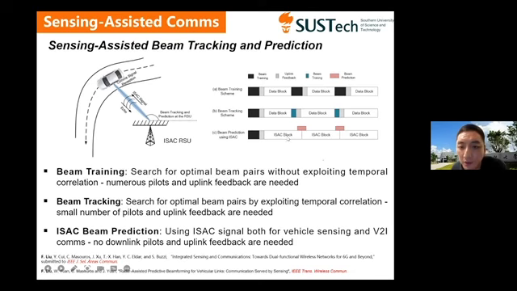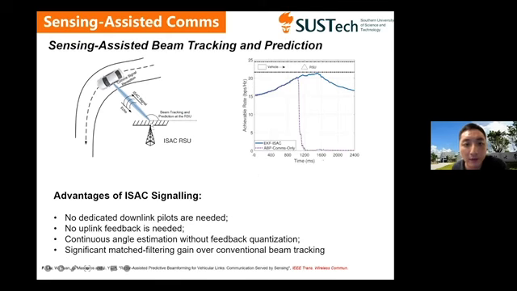But if we are going to use an ISAC block, integrated sensing and communication block, then we do not need this feedback and this tracking and training overhead. So this is because, if we have an ISAC signal to do both communication and sensing, then there are no dedicated downlink pilots, okay? Because we're using this ISAC signal to do sensing. And no uplink feedback is needed because we are using the reflected echo from the vehicle instead of its feedback.